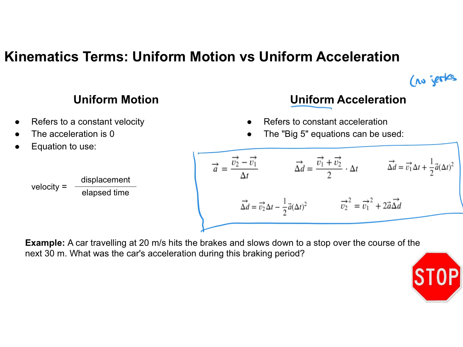No jerks. This is a smooth acceleration. Some examples of uniform acceleration include free fall. An object falls through the air, it will accelerate uniformly at 9.8 meters per second squared. Or sliding an object down a smooth ramp. You slide it down a smooth ramp, it's going to pick up speed, so it'll accelerate, and it'll stay at the same acceleration going down that ramp.